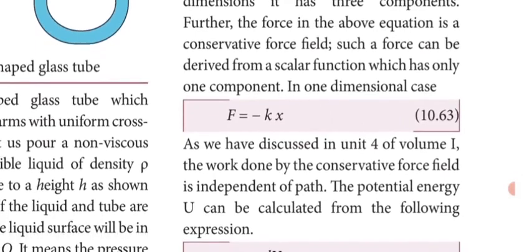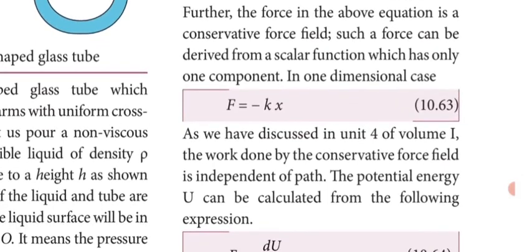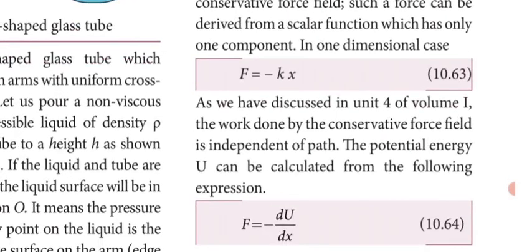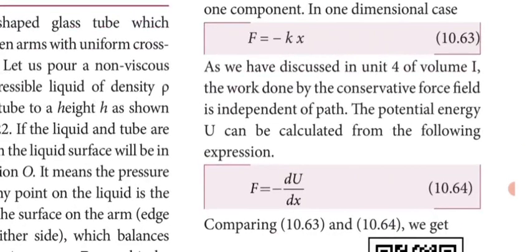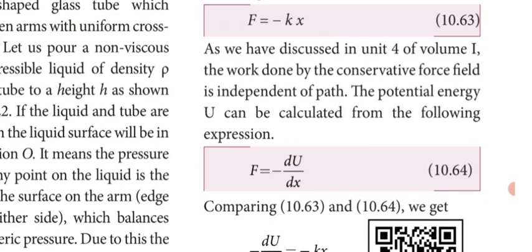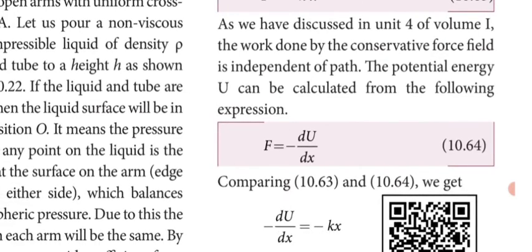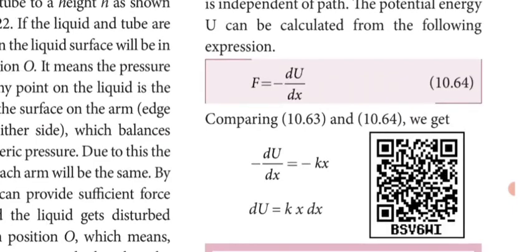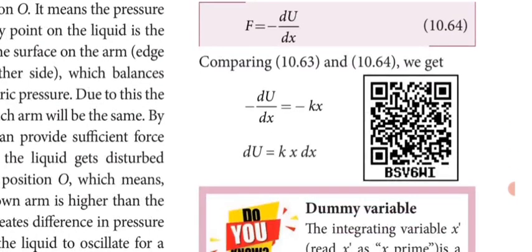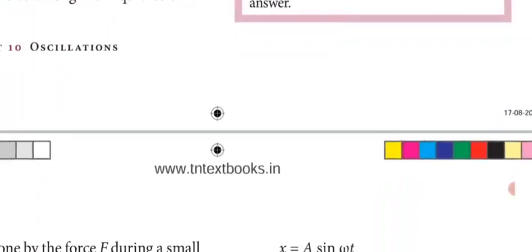So the force in the above equation is a conservative force field. Such a force is derived from a scalar function. In the one-dimensional case, F is equal to minus kx. We discussed in unit 4, volume 1, that the work done by a conservative force field is independent of the path. So the potential energy U can be calculated from F is equal to minus dU by dx. That is equal to minus kx, so dU is equal to kx dx.